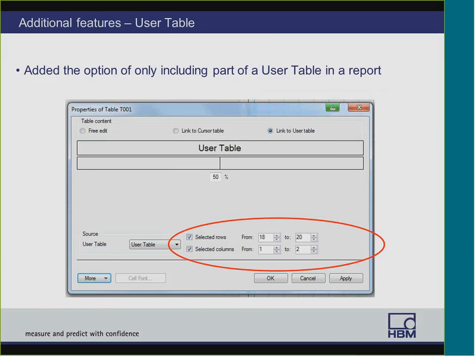We also had a user request. Some people set up extensive user tables within their software so that they can get instant feedback while their experiment is running on formula results or things like that, but they didn't necessarily want that entire user table to be a part of their final report. Now when you go to the properties of a table within the report sheet in Perception, you have the option to only print a subset of that user table in your report rather than the entire user table.